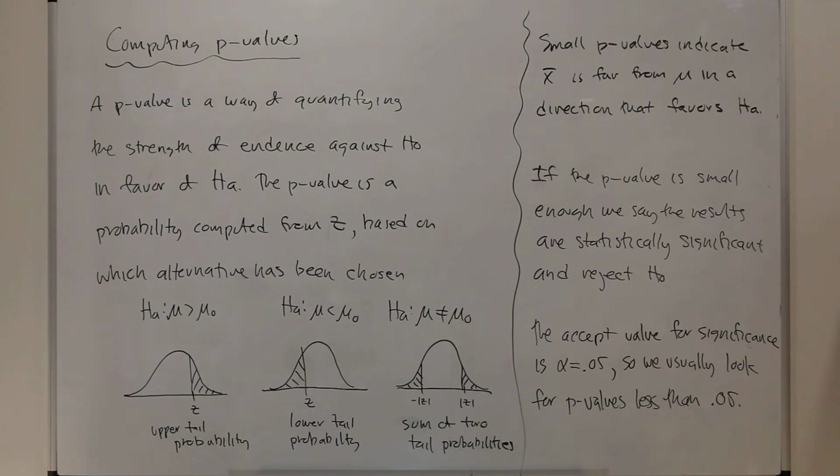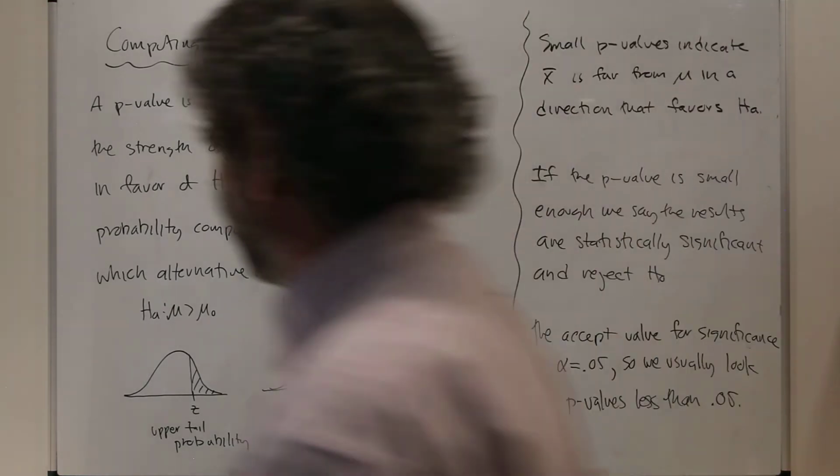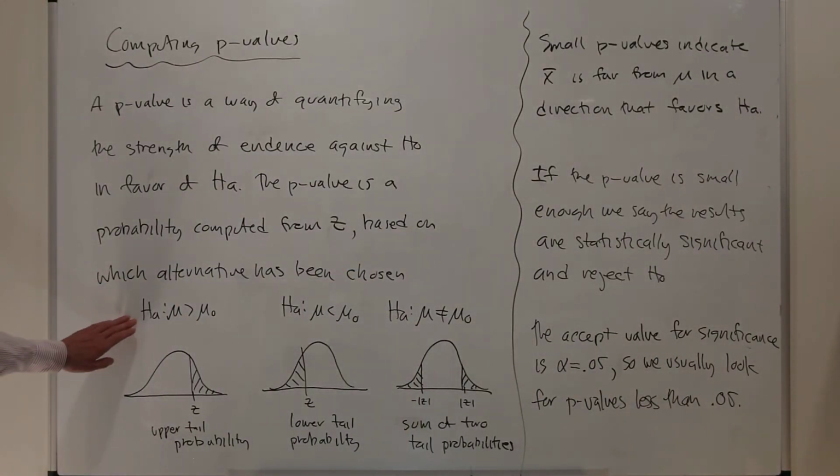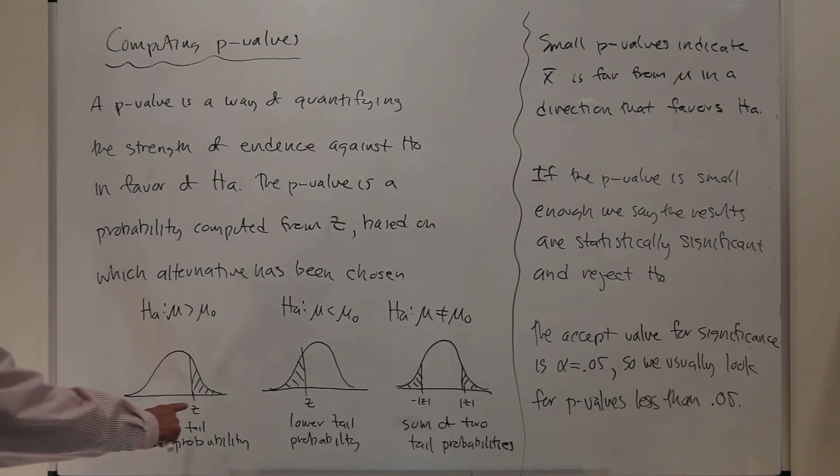The p-value is a probability computed from Z based on which alternative has been chosen. So what you're going to do with your Z-value to find the p-value depends on which HA you decided was important to you. Here it says if I pick my HA that I think the mean is larger than the usual value, I find my Z in the normal distribution and I shade to the right. It's called finding an upper tail probability.